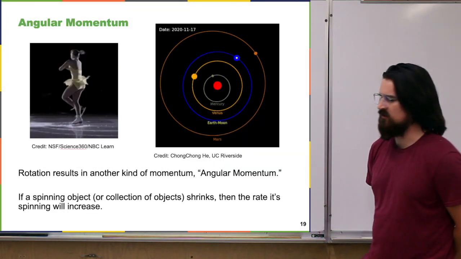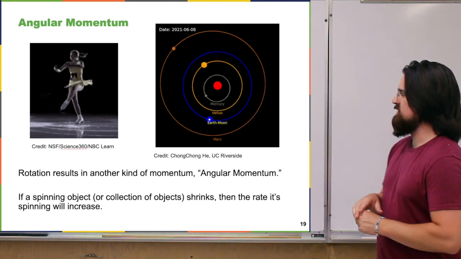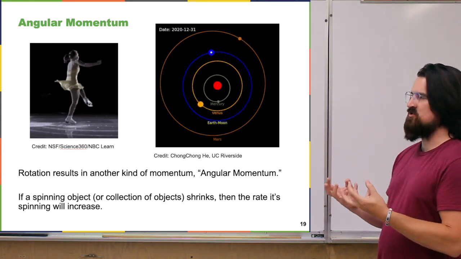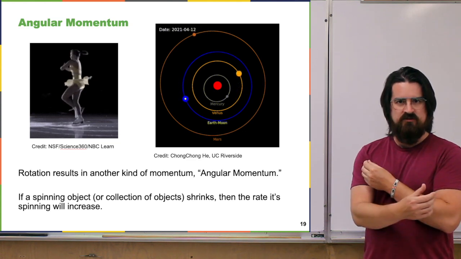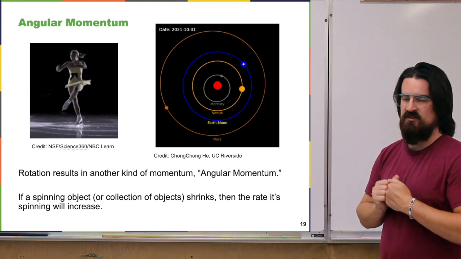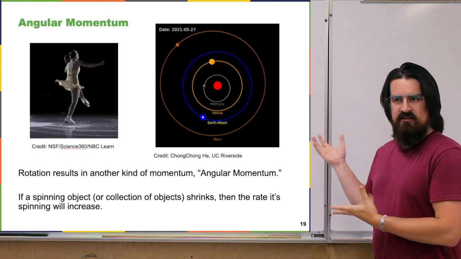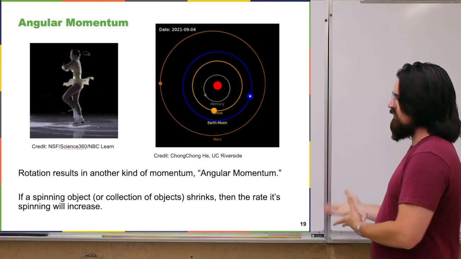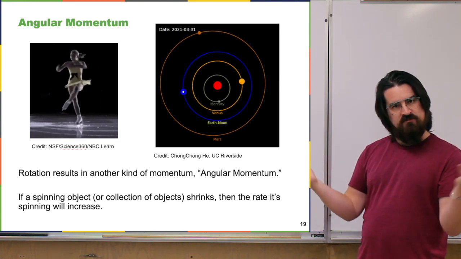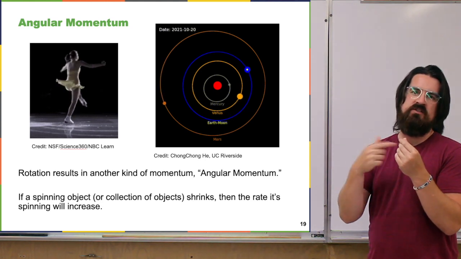One other property that comes out of Newton's three laws, or is very much related to them, is also a kind of momentum, but one associated with rotation, with things spinning or turning about. We call this kind of momentum angular momentum, angular meaning rotating through angles. It can be quite a complicated concept. Really, the only thing we're going to be using from this idea is that if something's spinning and it collapses or shrinks, the rate that it's spinning is going to increase.